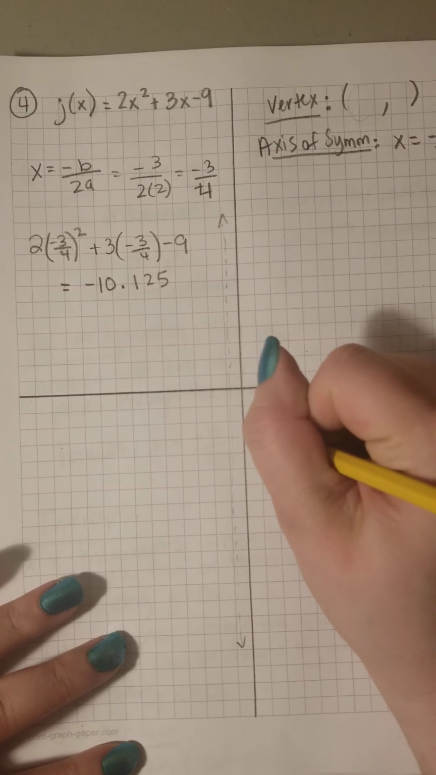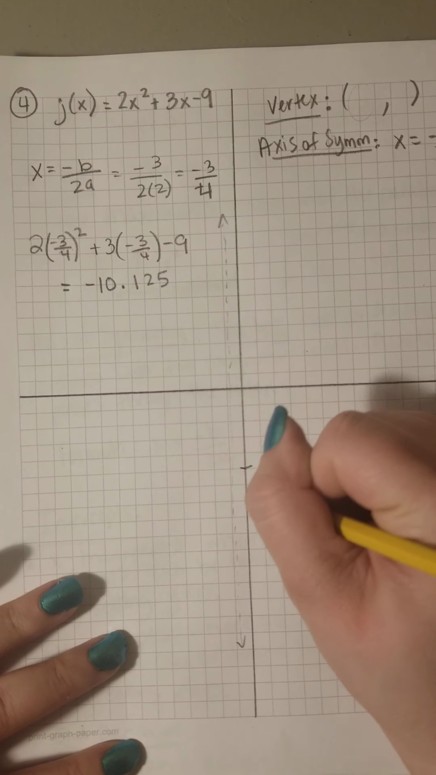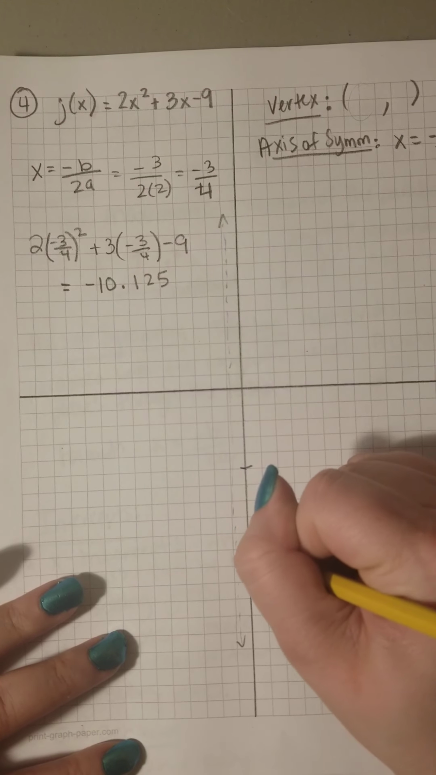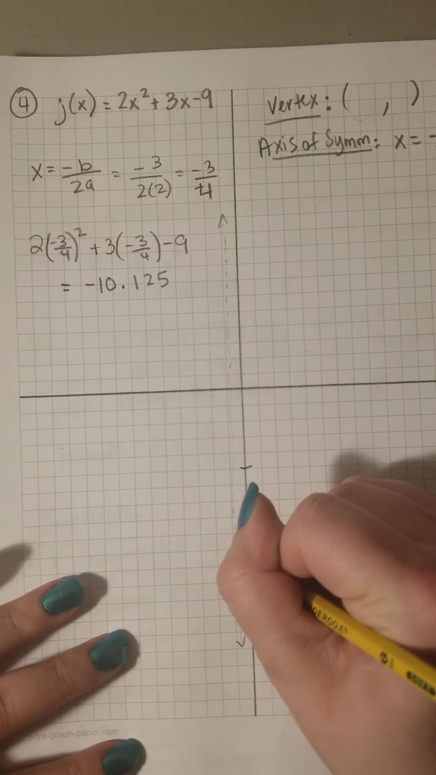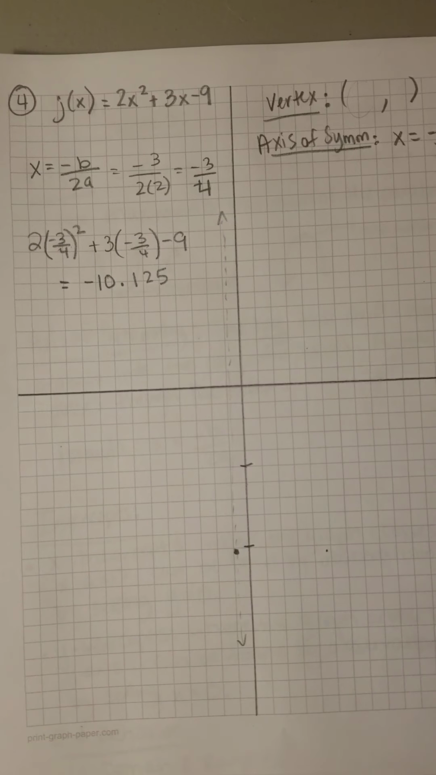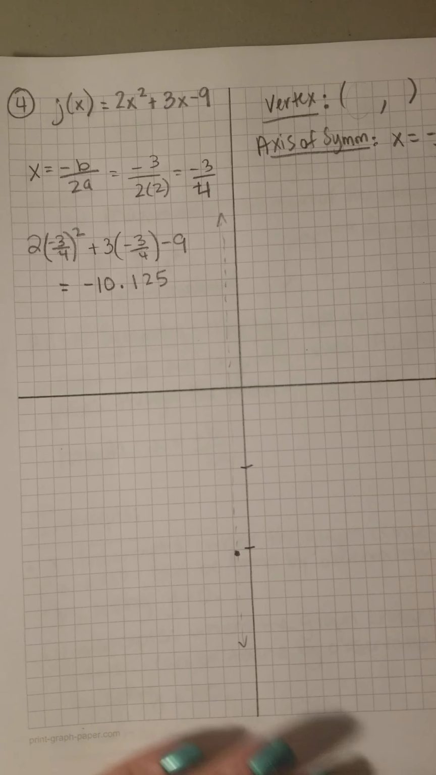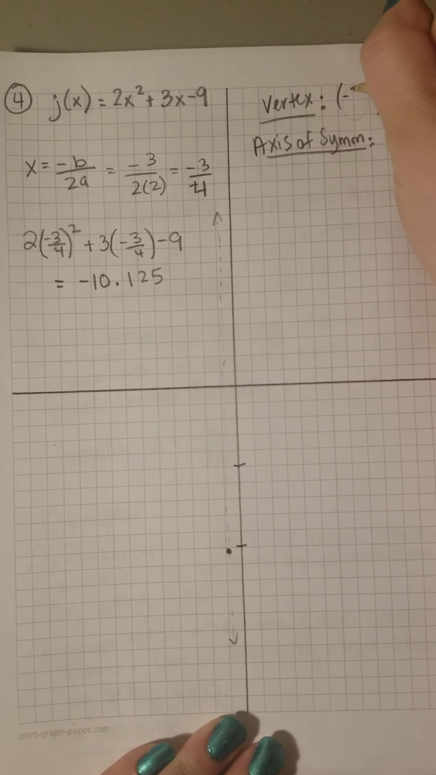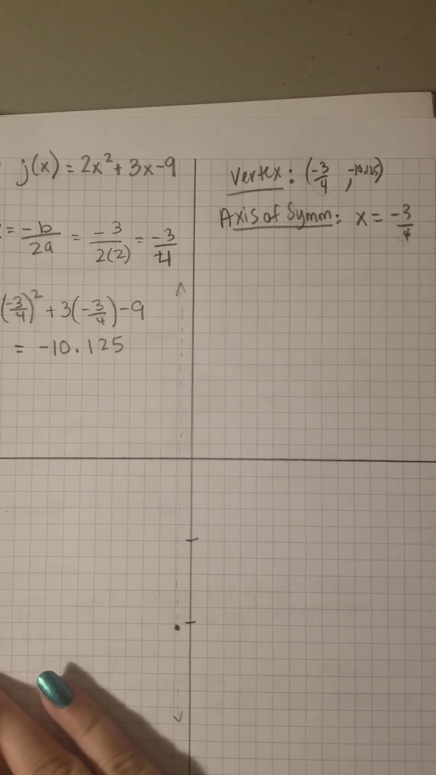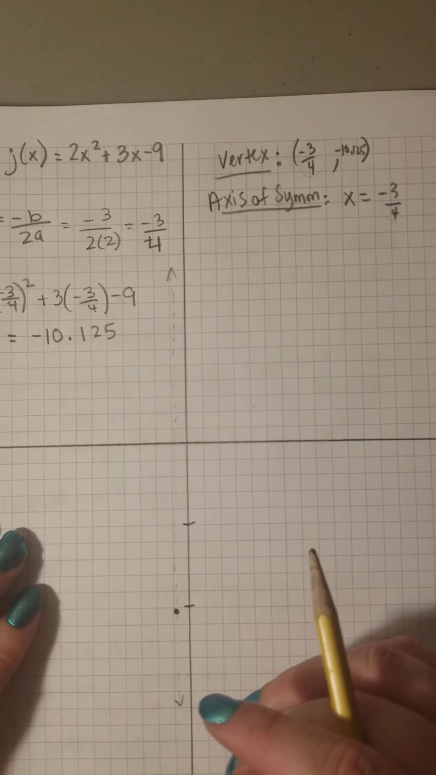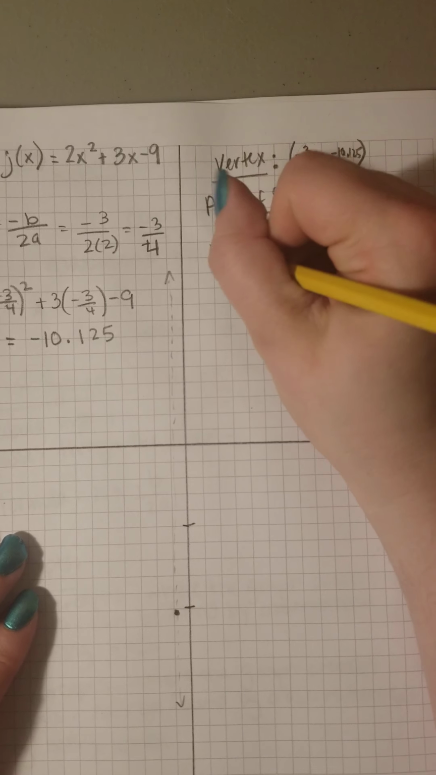So 1, 2, 3, 4, 5. So negative 10 and a teeny bit more. So our vertex is going to be somewhere around there. Negative 3/4 and negative 10.125. Next thing, can you find intercepts?